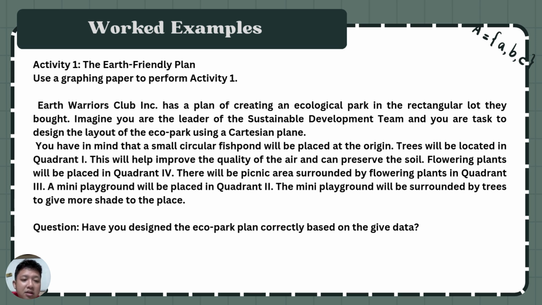Flowering plants will be placed in quadrant 4. And there will be a picnic area surrounded by flowering plants in quadrant 3. A mini playground will be placed in quadrant 2, and the mini playground will be surrounded by trees to give more shade to the place. So the question here is, have you designed the eco park plan correctly based on the given data? I want you to try this out, and this will serve as part of your performance test. This will be scored 1 to 20, but you will be graded based on the transmuted grade from the 20 points.